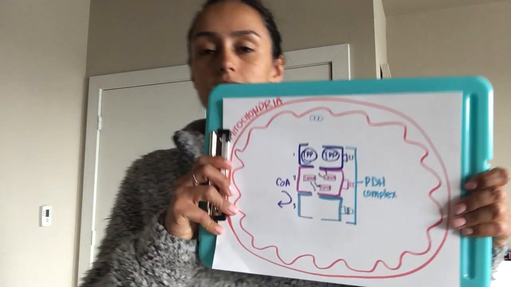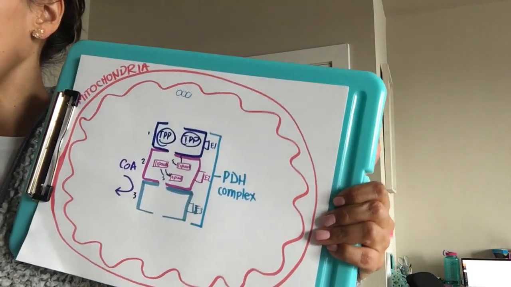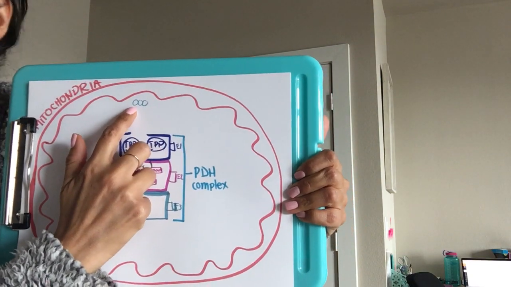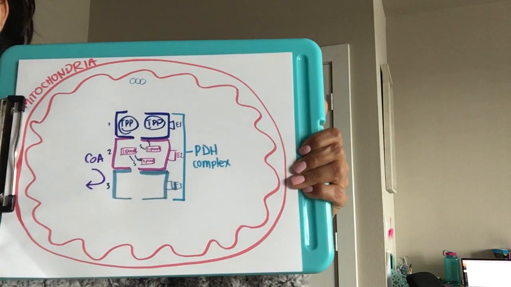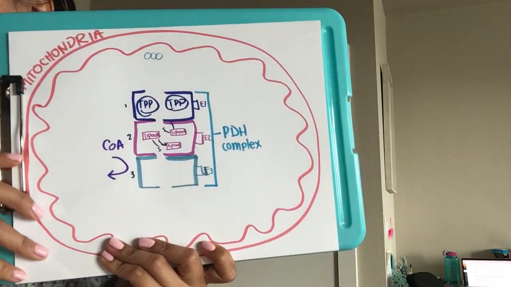My name is Doris Valencia Pico, and I am here to present to you step by step the process of generating acetyl CoA from pyruvate. So here I have the mitochondria. We know that pyruvate is a 3-carbon molecule, of which 2 pyruvates are produced from glycolysis.